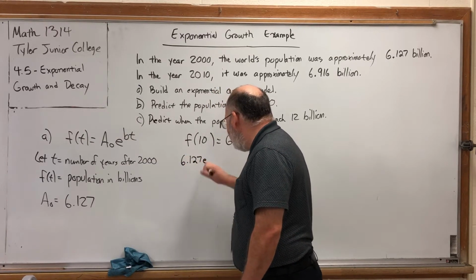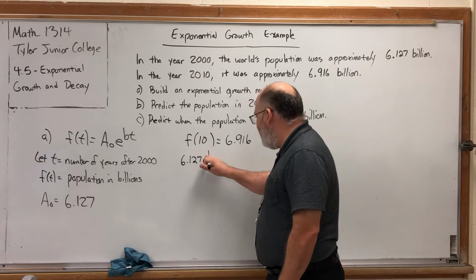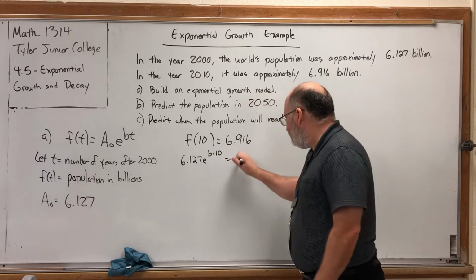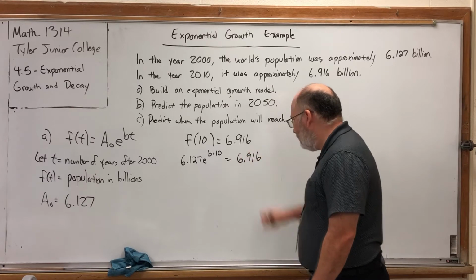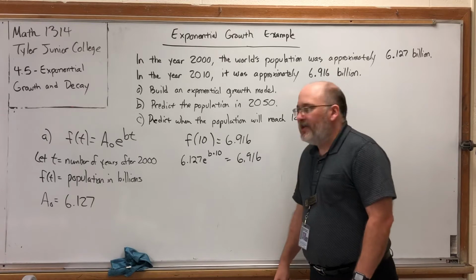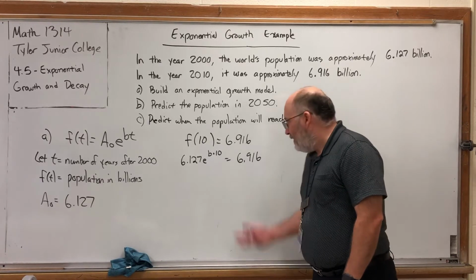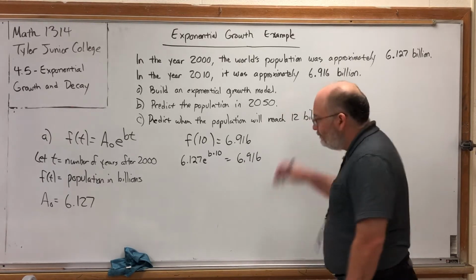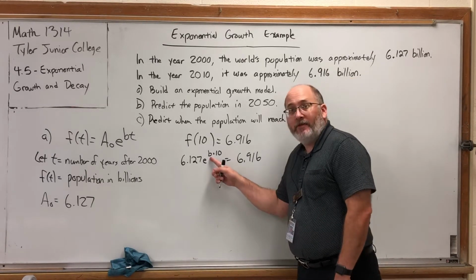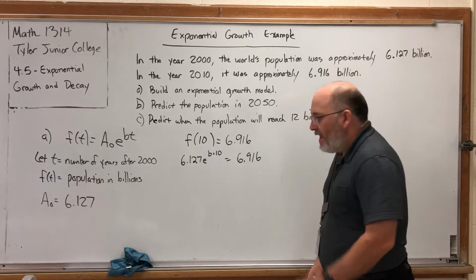6.127 e to the, we don't know the b, but we know it's getting multiplied by the t, which is 10. I know writing b times 10 looks funny because normally it would be written 10b. In the next line, I'll write it as 10b. Well, now we have an exponential equation, and we're solving for the variable in the exponent. We have a strategy for that.